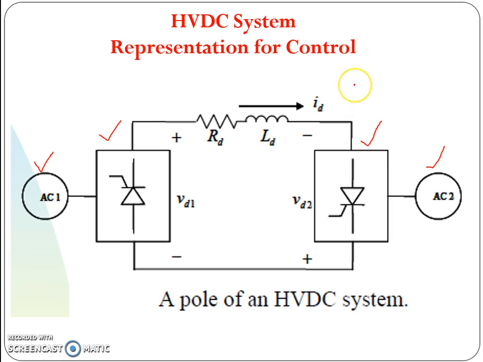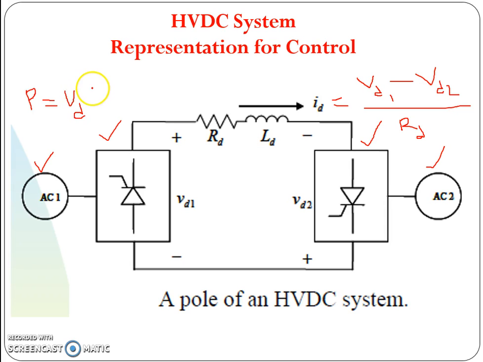If you want to consider current transmission in this particular HVDC system, ID can be represented, by applying simple Ohm's law, as ID is equal to VD1 minus VD2 divided by the line resistance RD. It shows that the terminal voltage difference divided by line resistance gives the current transmission in the HVDC system. For instance, the power transmission in this network can be given as power P is equal to VD into ID. Now, if the power transmission is from converter 1 to converter 2, it should be in the direction from converter 1 to converter 2.